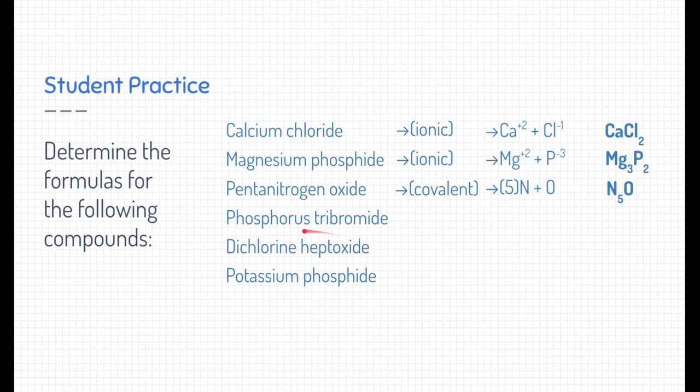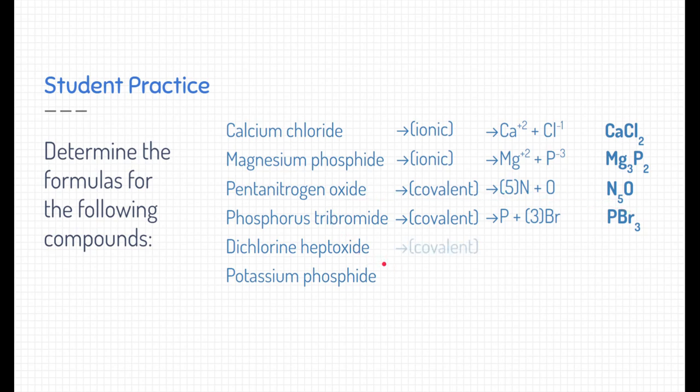All right, phosphorus tribromide. Do you know if this is ionic or covalent? If you said covalent, you'd be correct because it's phosphorus and bromine, which are both nonmetals. So we use those prefixes. Phosphorus is only one. There's no prefix there, so we're just going to put one of them. But tri for bromine means three. So there's one phosphorus and three bromines. If we write that together as a compound, so they're attached, it's PBr3.